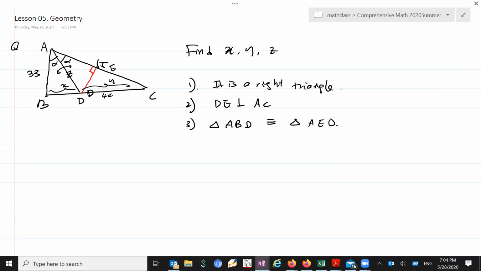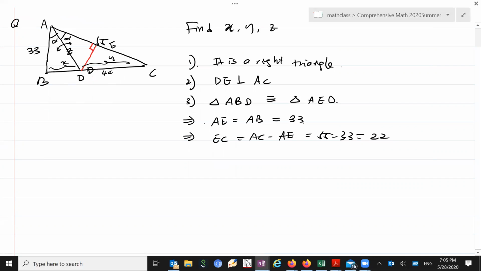Now, what does that mean? This implies AE is going to be AB, which is 3. This also implies that EC is going to be AC minus AE, so 5 minus 3 equals 2. Because the triangles are congruent, we also know that BD equals DE, because these 2 triangles are the same.